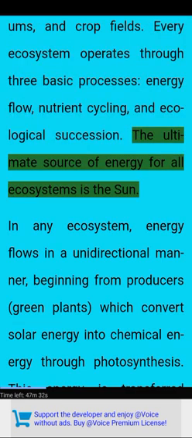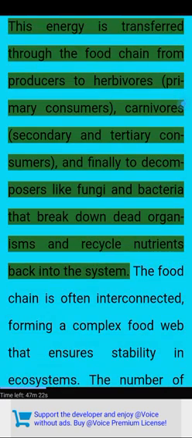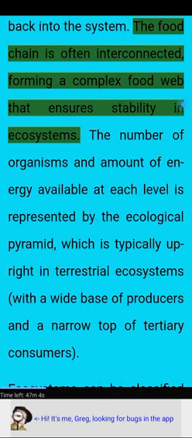The ultimate source of energy for all ecosystems is the sun. In any ecosystem, energy flows in a unidirectional manner, beginning from producers (green plants), which convert solar energy into chemical energy through photosynthesis. This energy is transferred through the food chain from producers to herbivores (primary consumers), carnivores (secondary and tertiary consumers), and finally to decomposers like fungi and bacteria that break down dead organisms and recycle nutrients back into the system. The food chain is often interconnected, forming a complex food web that ensures stability in ecosystems.